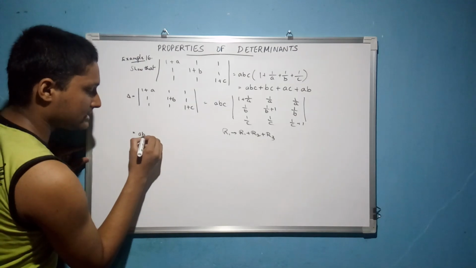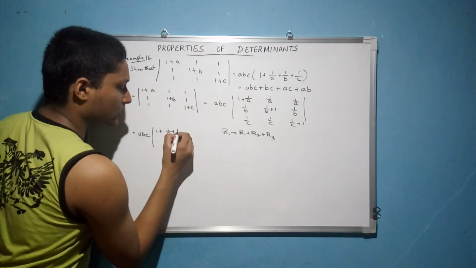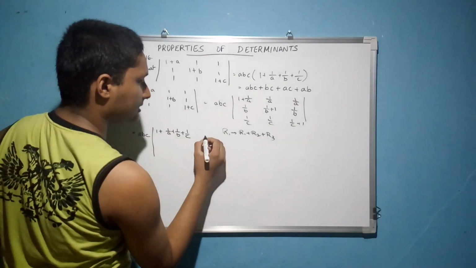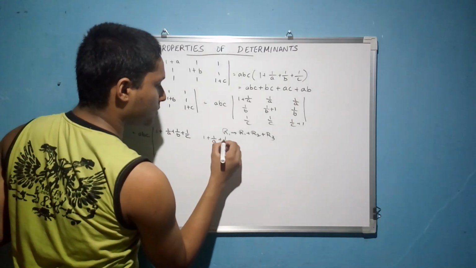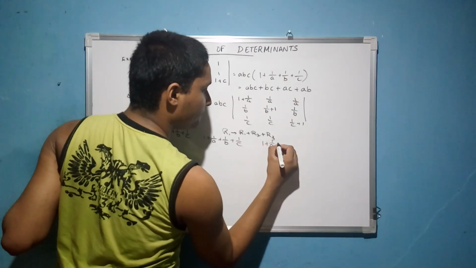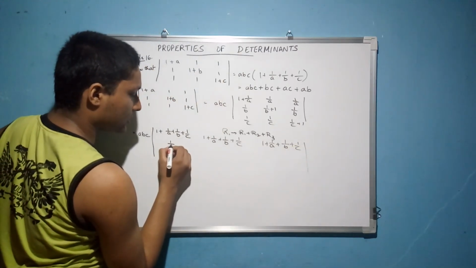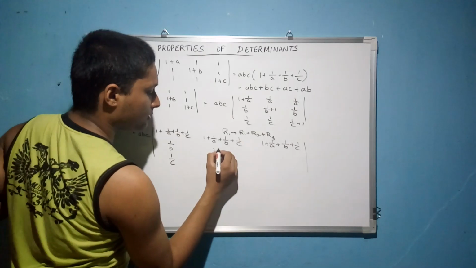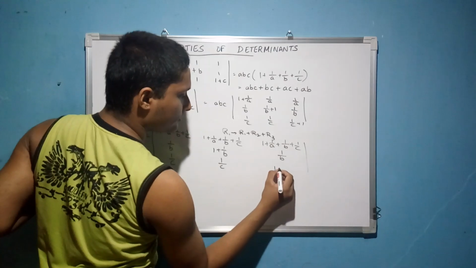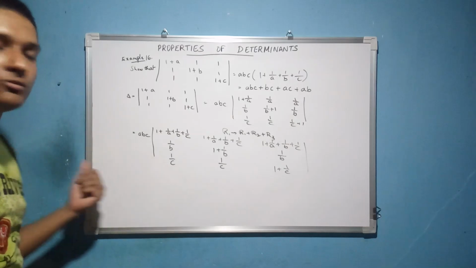So it's going to be abc into 1 plus 1 by a plus 1 by b plus 1 by c is what you get here. Then the same you are getting here, 1 plus 1 by a plus 1 by b plus 1 by c. Then one more here also, 1 plus 1 by a plus 1 by b plus 1 by c is what you're going to get. Then what is remaining over here is 1 by b, 1 by c, 1 plus 1 by b, 1 by c, 1 by b, 1 plus 1 by c. Since this is common in one row, I can take that outside.